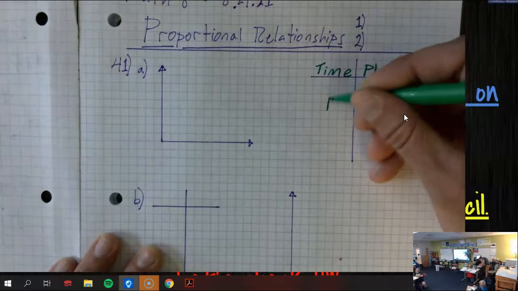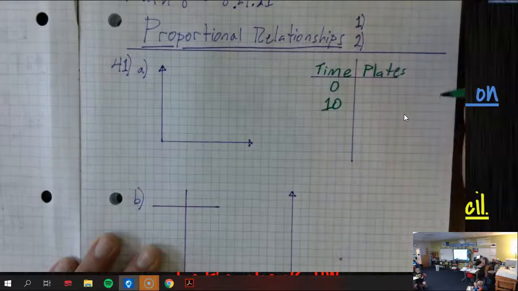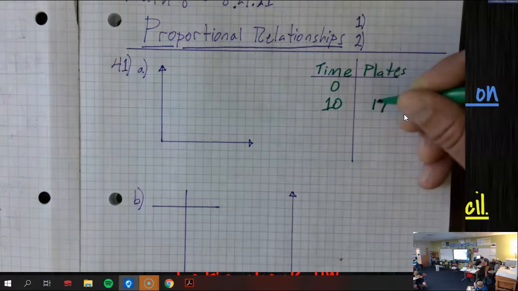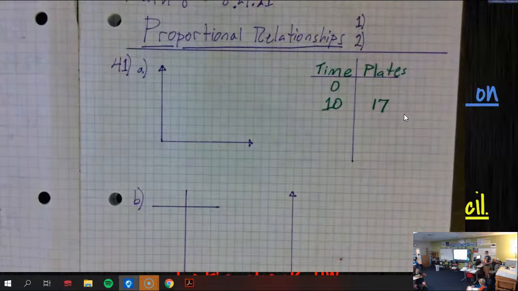What we've been told is 10 minutes, leave a gap at the top because we're going to talk about 0 minutes. In 10 minutes, she can clean 17 plates. Well, guys, how many plates could she clean in 0 minutes? 0. No time, no plates.